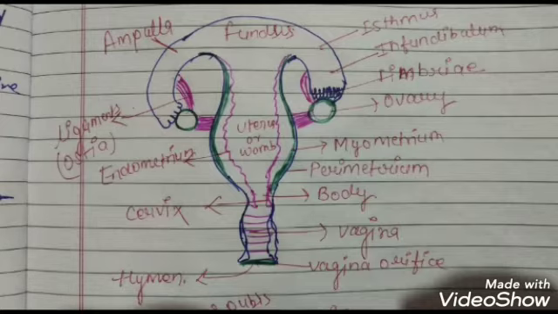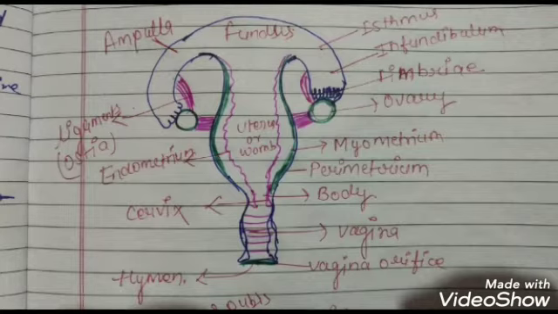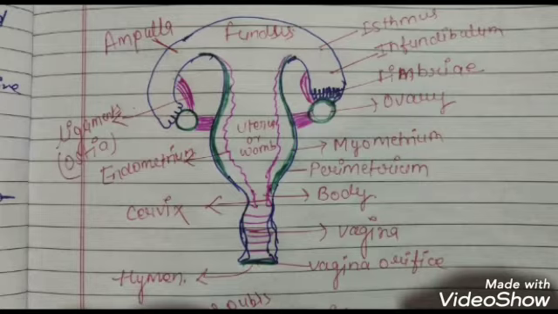It is about 7.5 centimeter long and 5 centimeter wide. It attaches to the pelvic wall and is supported by ligaments. Clear? The wall of the uterus has 3 layers of tissue, meaning it is surrounded by 3 layers. What are the 3 layers?